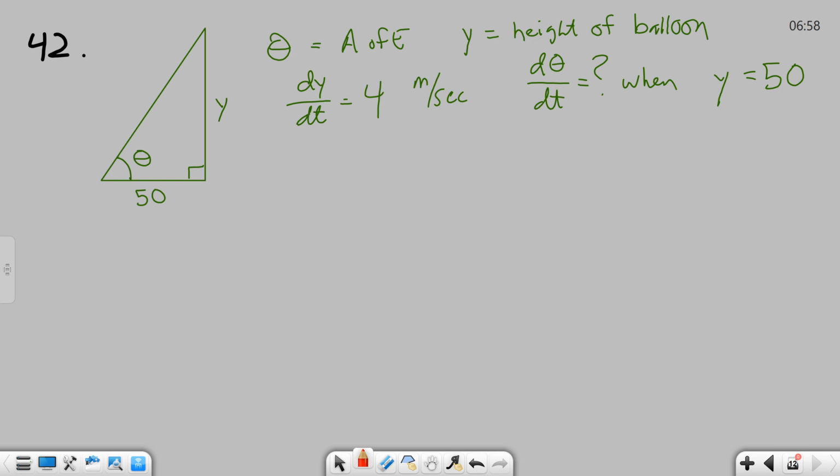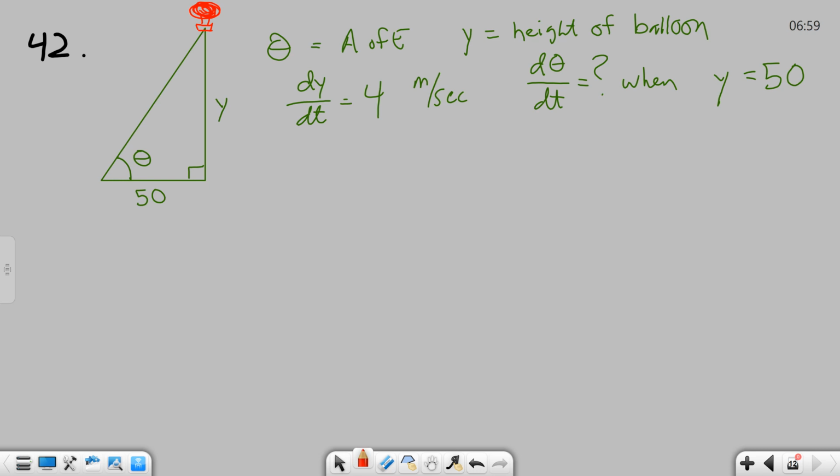So we have a balloon. Here's our balloon that's rising up into the air. And we have an observer that's standing 50 meters away from the spot right below the balloon. Okay, that's a constant value, so we're going to plug it into the problem early on.